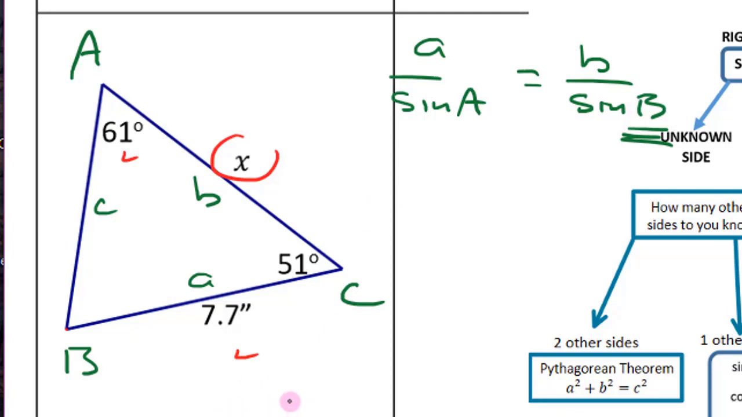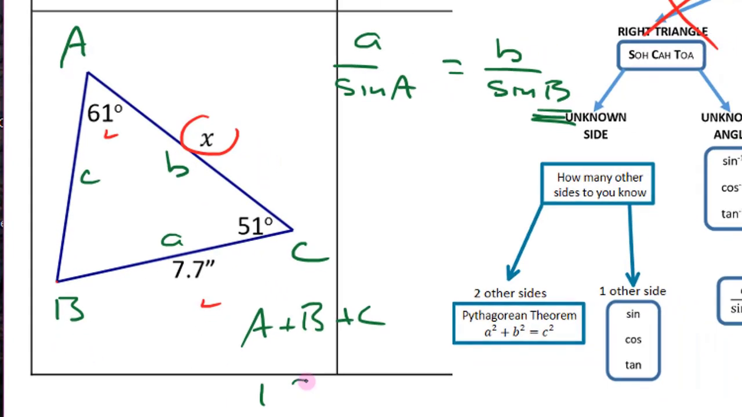Because we know that all three of those angles, A plus B plus C, must add up to 180 degrees, we can calculate angle B fairly easily. And then we can use our sine law to calculate B.